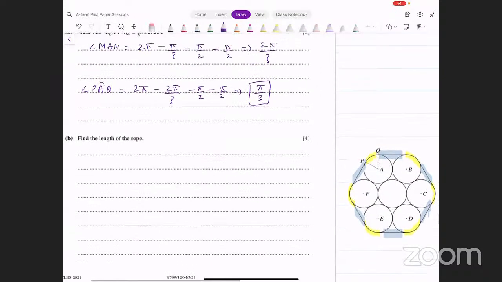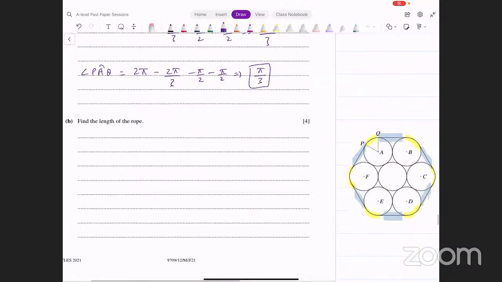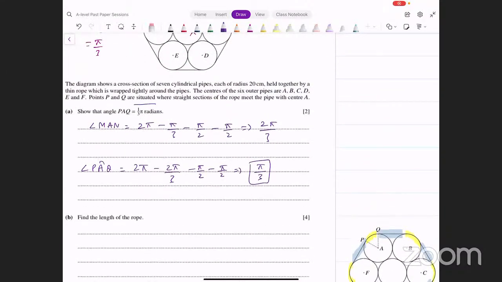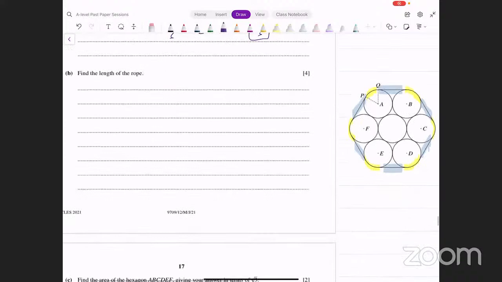अच्छा, length of the rope find करें. अब arc length देख लेते हैं. देखिए first part में उसने आपसे क्या करवाया, उसने ये show करवाया कि angle pi/3 radians. Now the first part is quite tricky. अगर आपसे वो नहीं भी होता, let's suppose, आपको ये angle use करके आप second part फिर भी कर सकते हो. This angle is pi/3. आपको इसको use करना है.